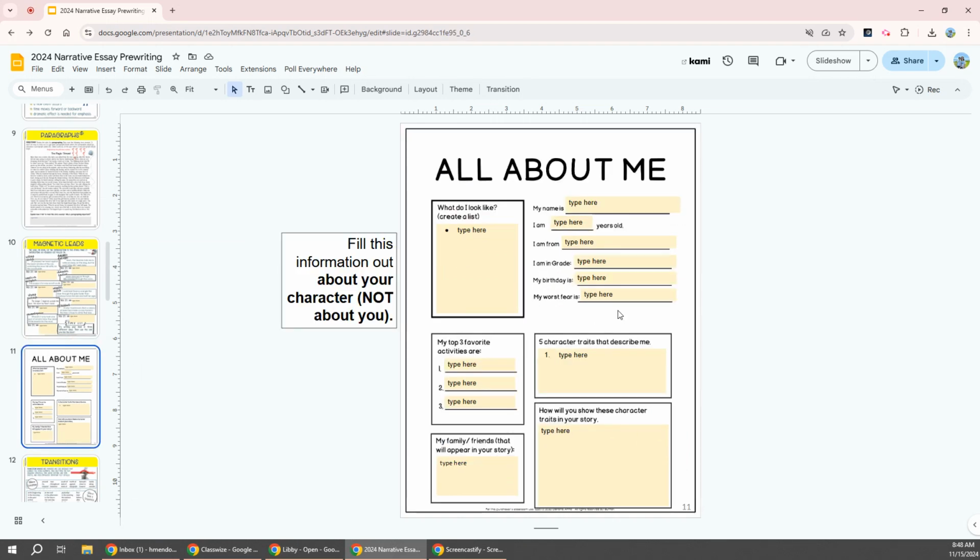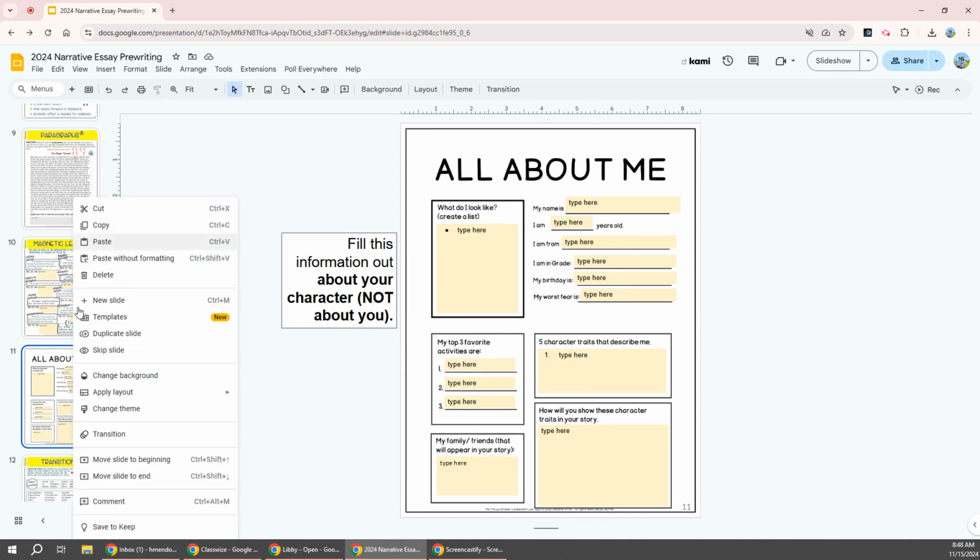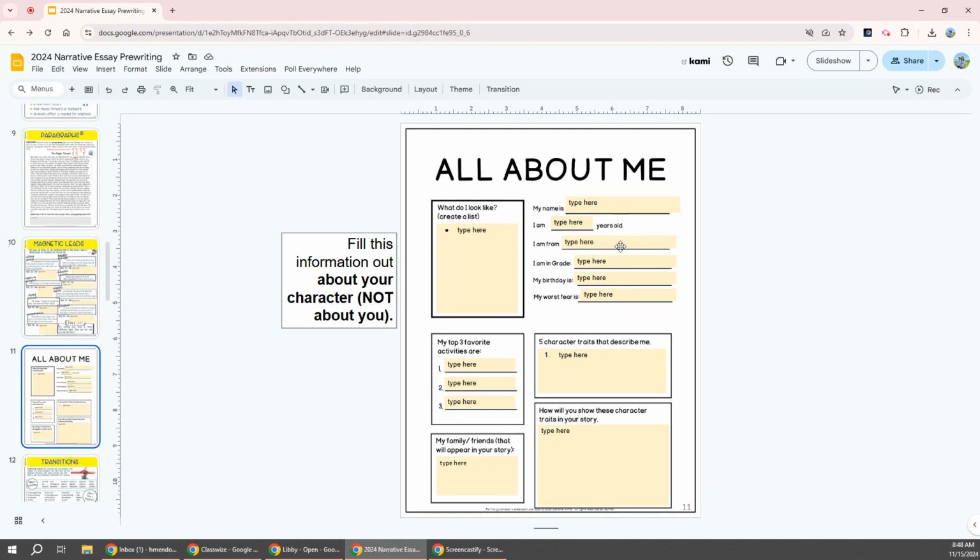Our last slide that we're working on today is slide 11, and it says all about me on here. You are going to be filling this out about your main character, so the one main character that you have in your story, that's who you're filling this out about, not about you. If you have more than one main character, you can go ahead and just click on this, and then you can hit copy and hit paste, and then you'll do this about multiple characters. But you're going to fill in all of this information.